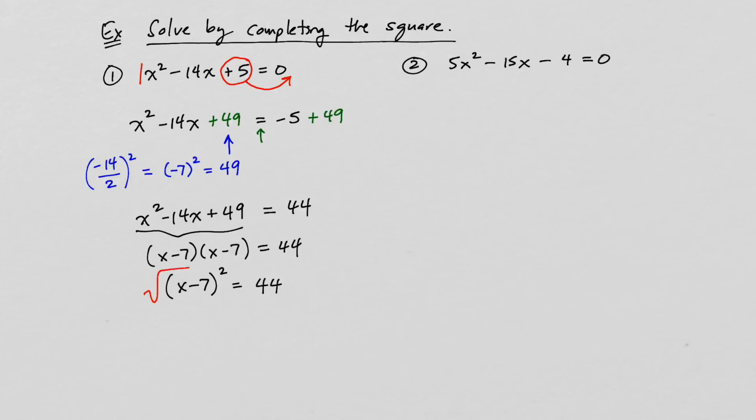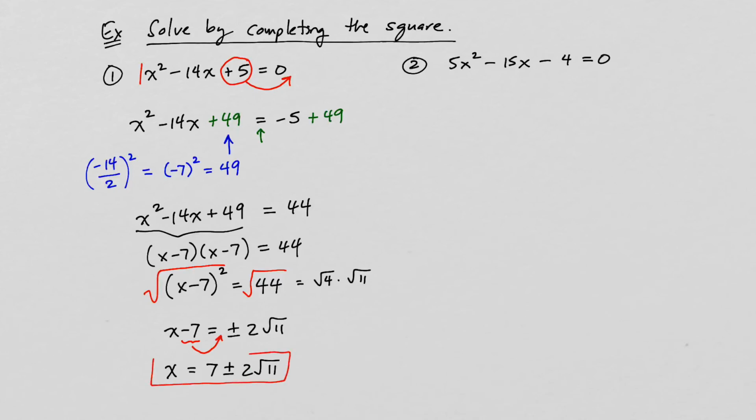So we can use the square root property, which tells us x minus 7 equals plus or minus, and then the square root of 44, you can write that as square root of 4 times square root of 11, which is 2 radical 11. And then our last step is we're just going to take this negative 7 and add it to the other side. And that gives us x equals positive 7 plus or minus 2 radical 11. Those are our two answers. Okay?